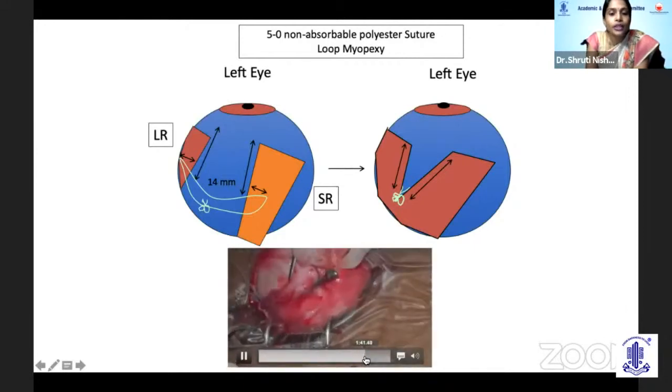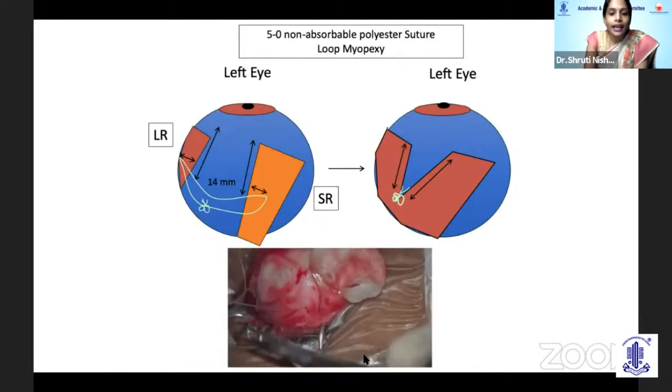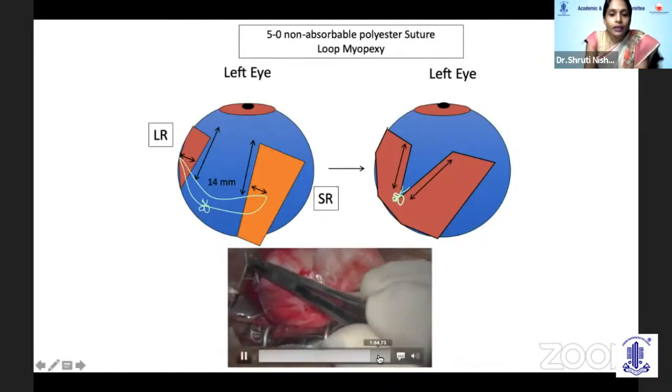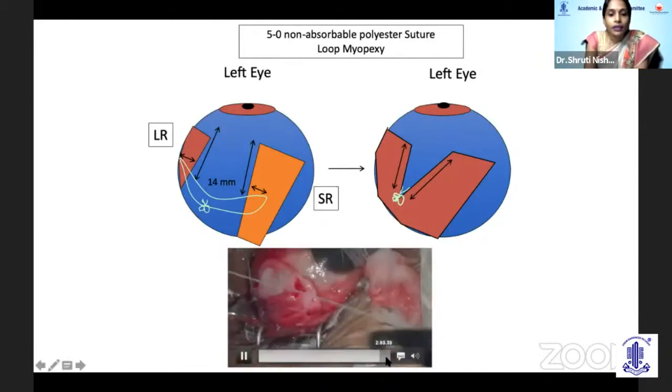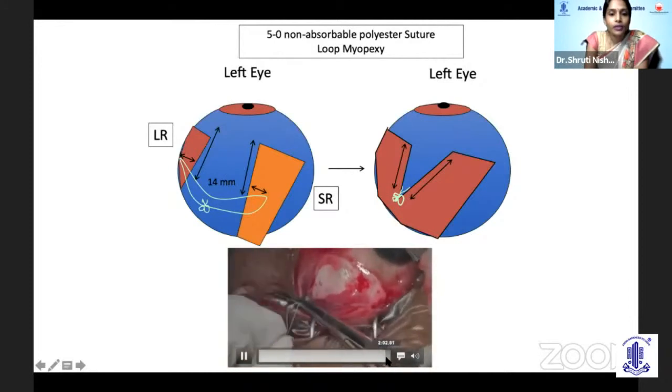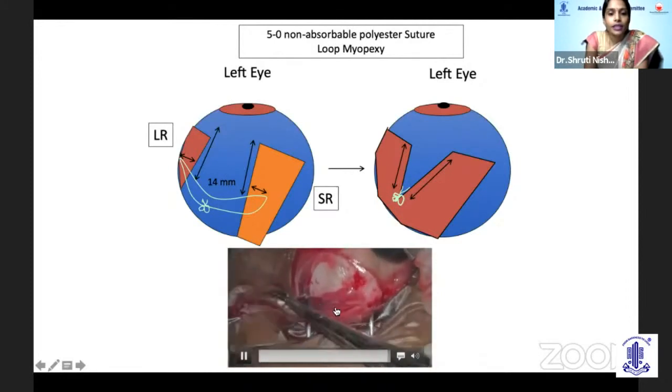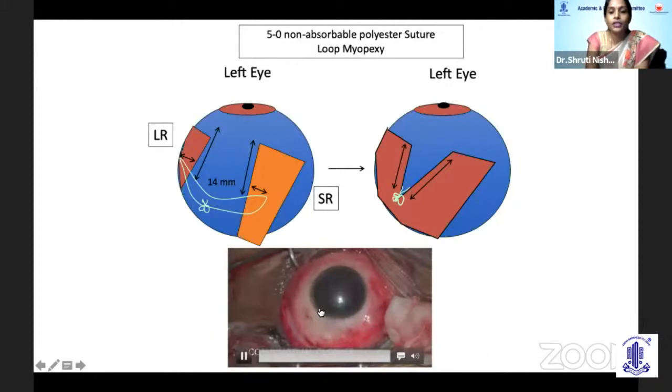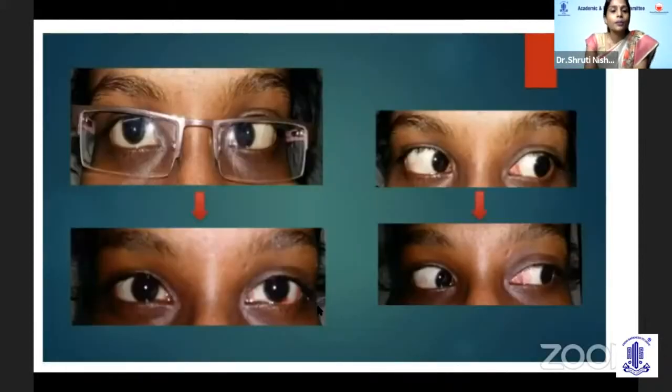As you pull both together, you can see the globe going inwards, and then you put the suture and tie the knot, and we close the conjunctiva. So that's the end of it. You can see the superior rectus and the lateral rectus coming together 14 mm behind. So this is the post-operative result. You can see the eye globe coming perfectly aligned, and that's abduction improved.